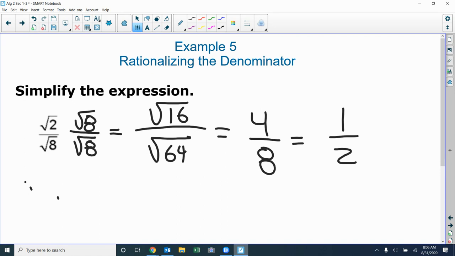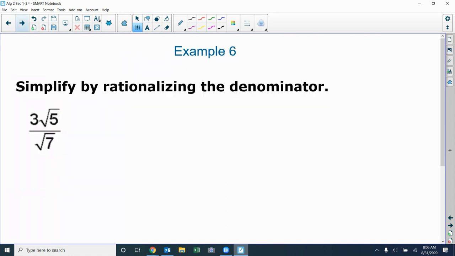Let's move on. I think we're okay rationalizing the denominator, but let's try, this will be our last one to rationalize. What are we gonna multiply both top and bottom by? Square root of 7. Square root of 7.